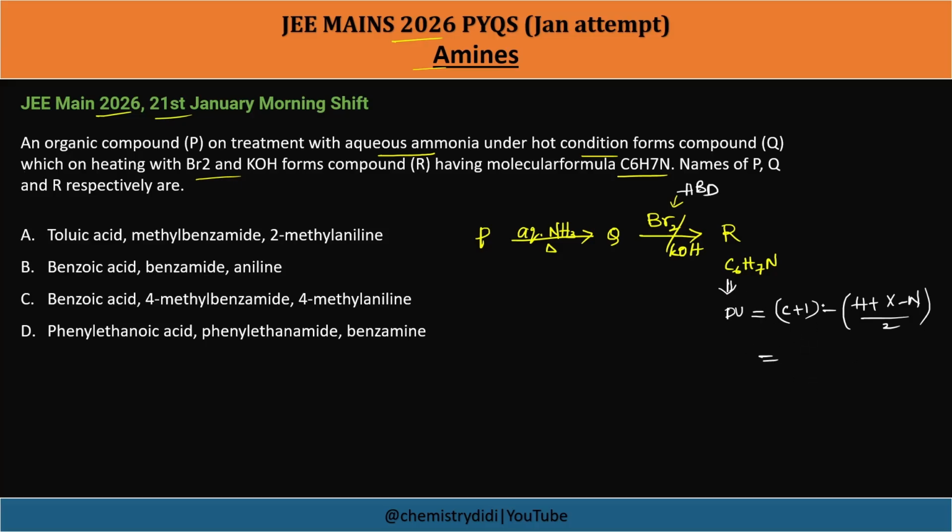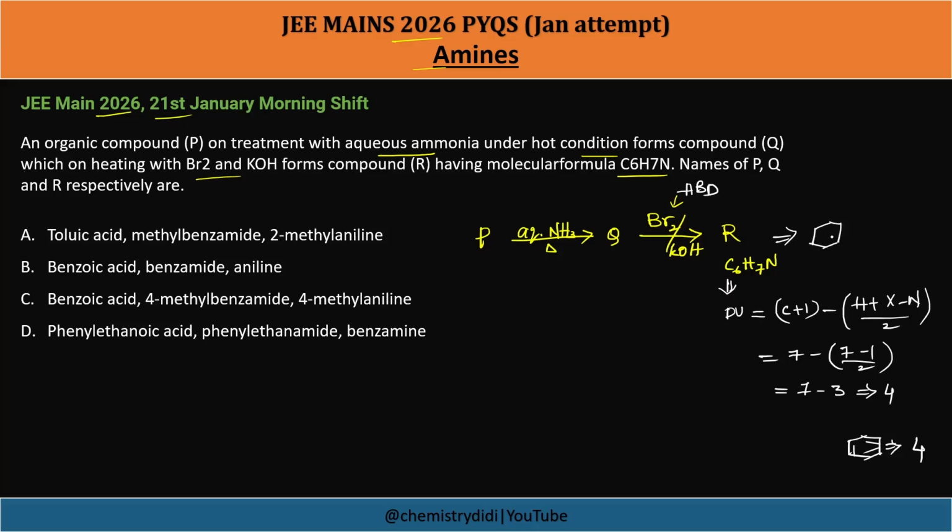Here 6 carbons are there, 6 plus 1 is 7, minus hydrogens which are 7, and 1 nitrogen so minus 1. Halogens were not there, so that will be 0, and it will be divided by 2. Here 7 minus 8 by 2 gives 4. So we got 4, which means there will be a benzene ring. What is the degree of unsaturation of benzene? There are 3 pi bonds and one ring, so it is 4. Whenever you get 4 as the degree of unsaturation, most probably a benzene ring will be there in that compound.